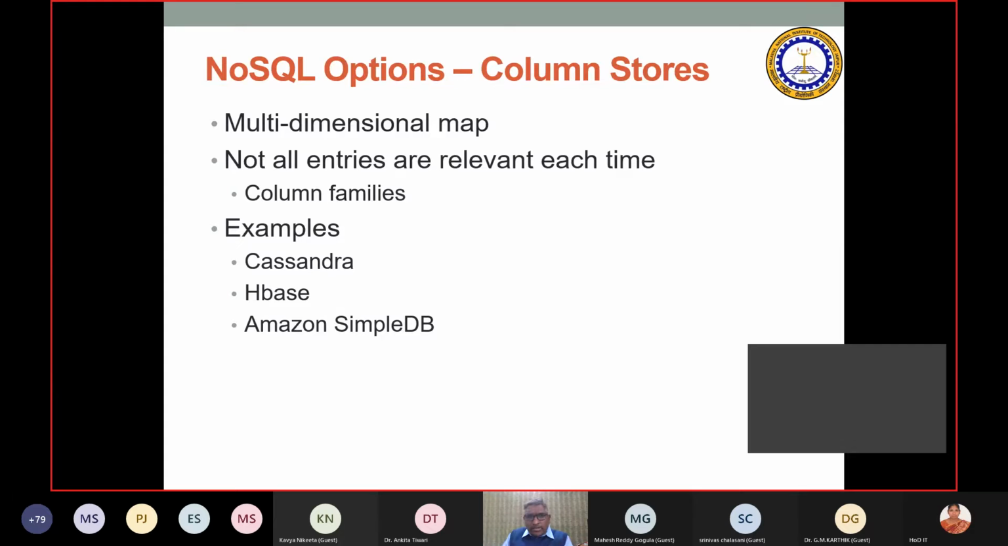So it's a multi-dimensional map. Not all entries are relevant each time. A multi-dimensional map in the sense of rows and columns. So basically a column store, right?